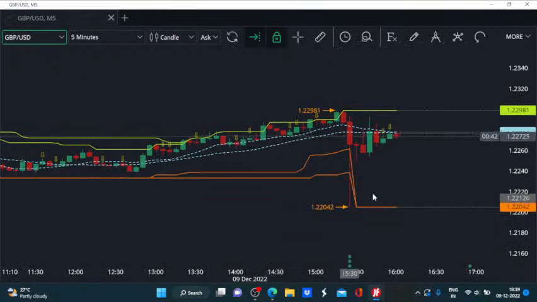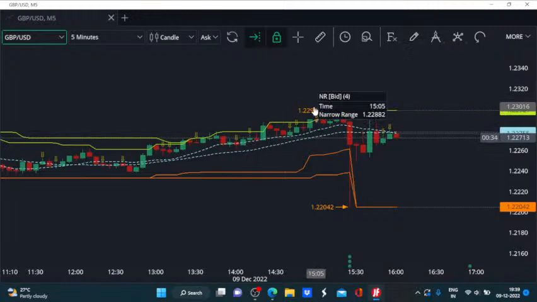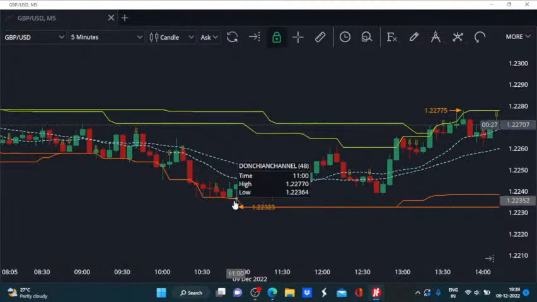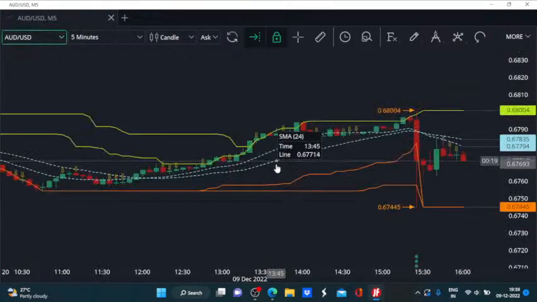GBP is also quite strong for the day. It has been able to erase almost all of these losses, and it is fairly close to the high. This is the high established at 1.2298. And if we go back in time, this low was formed at 11 GMT, and after that it went on to make this fresh swing high at 1325 GMT. Now let's compare it to the AUD. AUD at around the same time, so there is not much of a difference.